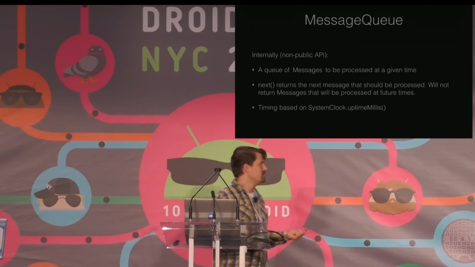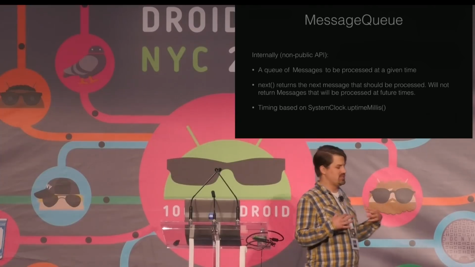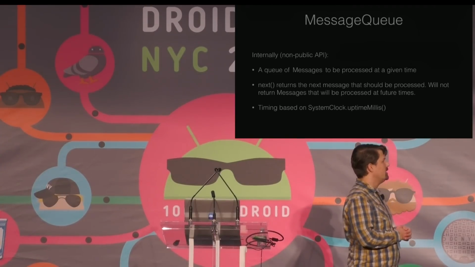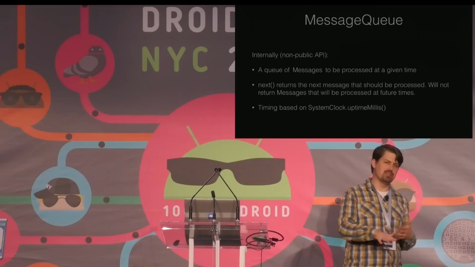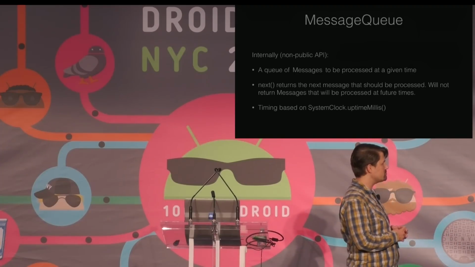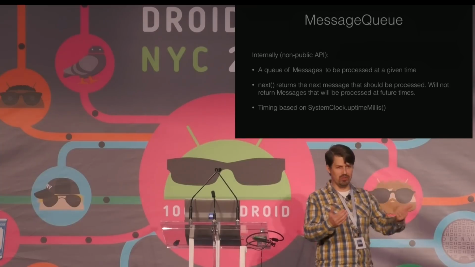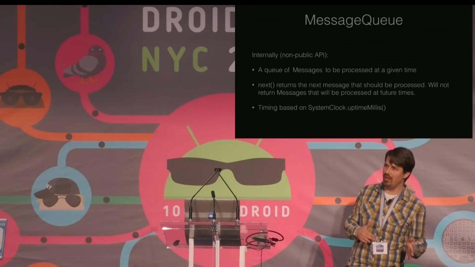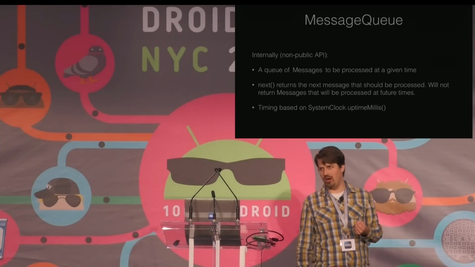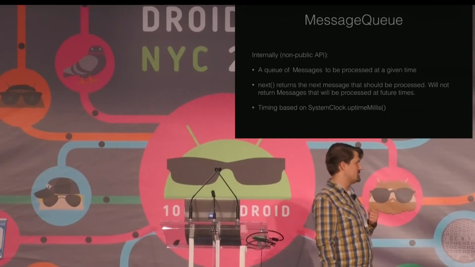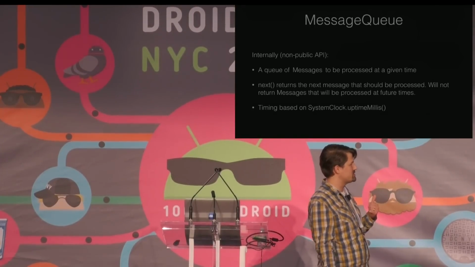Internally on the message queue, which is not a public API, and really this is just more for information when you're debugging and things like that to know how it's working, it's a queue of messages. Inside, it's a linked list of messages. And they're processed at a given time. So when you call next on the message queue, which is not a public API, it gets a message off the front of the queue, and then it dispatches that message, which means it's getting processed.